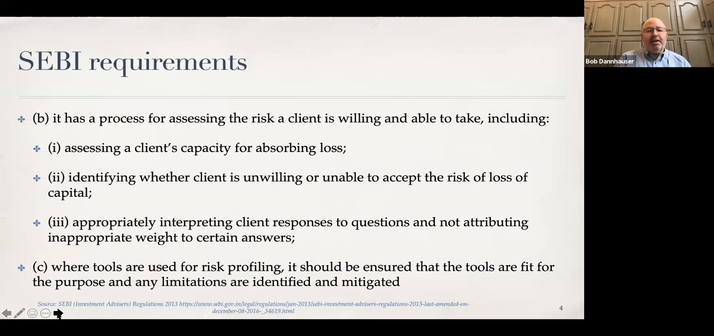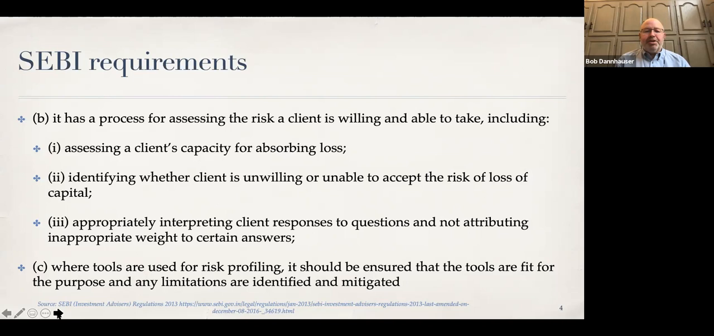So here, SEBI talks about the process for assessing client risk. So the client's capacity for absorbing loss, very important. We'll be talking a little bit more about that. The client's willingness to accept the risk of loss of capital and appropriately interpreting client responses to questions. So SEBI's anticipating that practitioners will use some sort of questionnaire or other interview format to elicit some of the information that they get here.